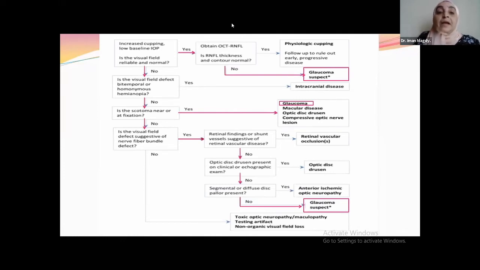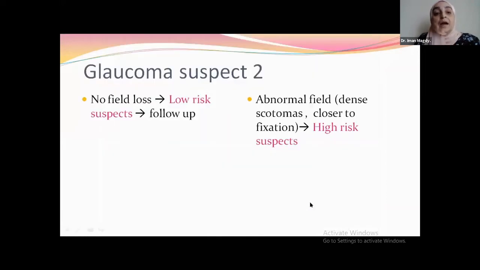It's either someone with cupping and retinal nerve fiber layer changes, this is a suspect; cupping with a scotoma near or at fixation, he could be a glaucoma suspect; and arcuate nerve bundle defects which are not due to retinal vascular diseases, optic disc drusen, or anterior ischemic optic neuropathy. So, can we divide glaucoma suspect number two into low risk and high risk suspects, like in glaucoma suspect number one?